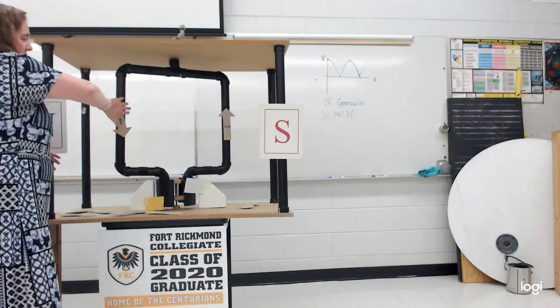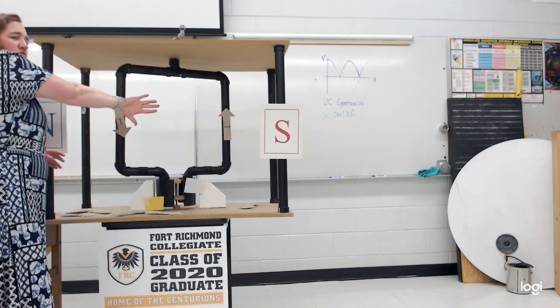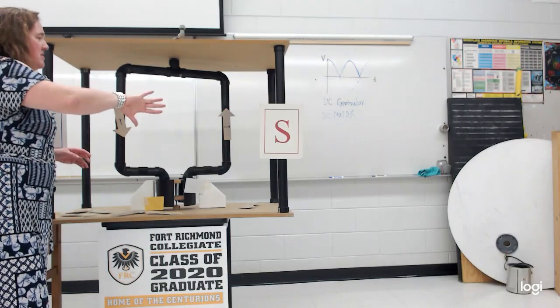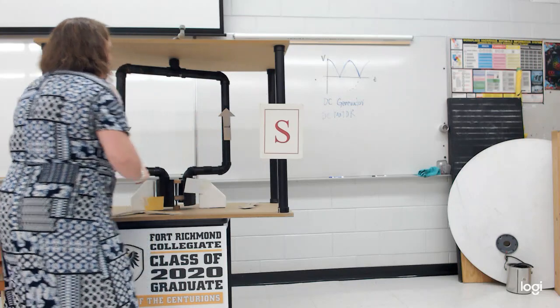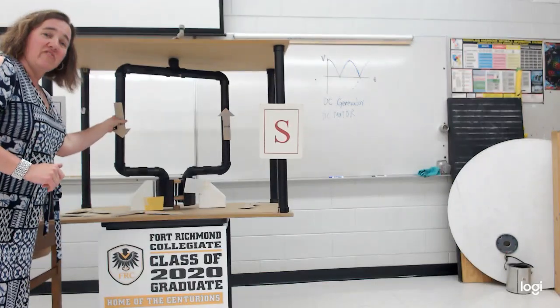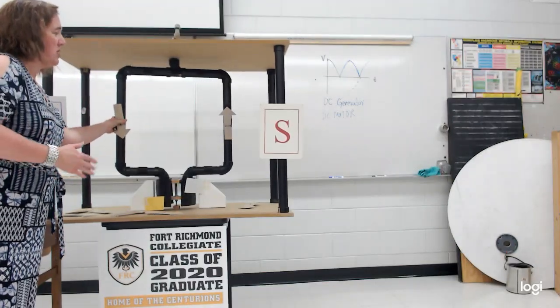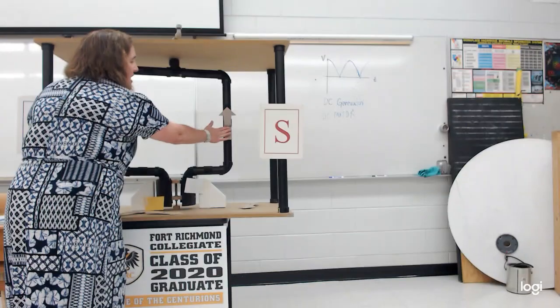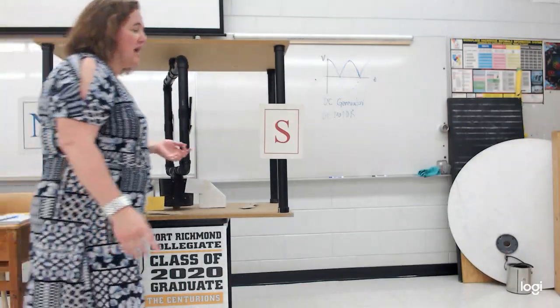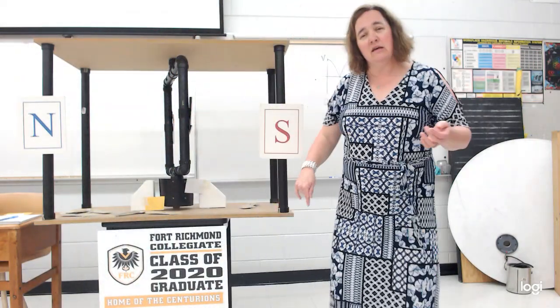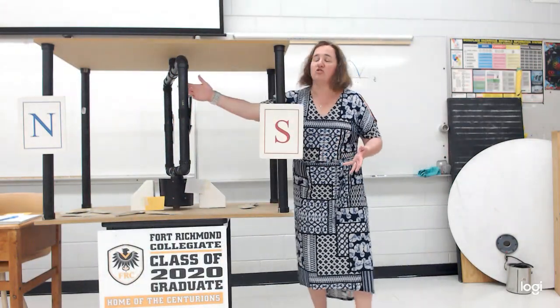So the current comes down here. Fingers go from north to south. Force is going this way. So on the right-hand side of the armature, it was going into the page. On this left-hand side, it's coming out of the page. Well, if I push in those two locations, what do I get? I get rotation. So electrical energy went in and mechanical energy came out.